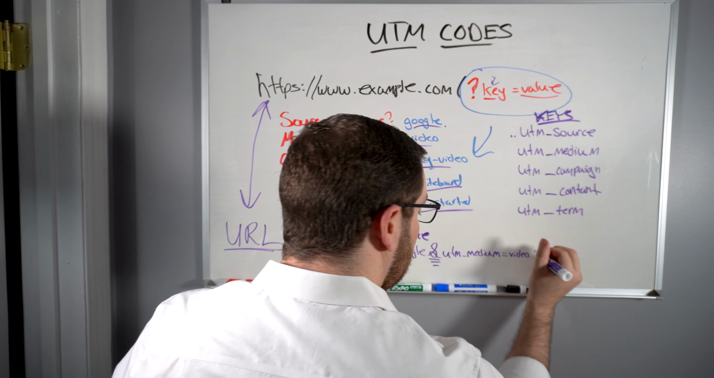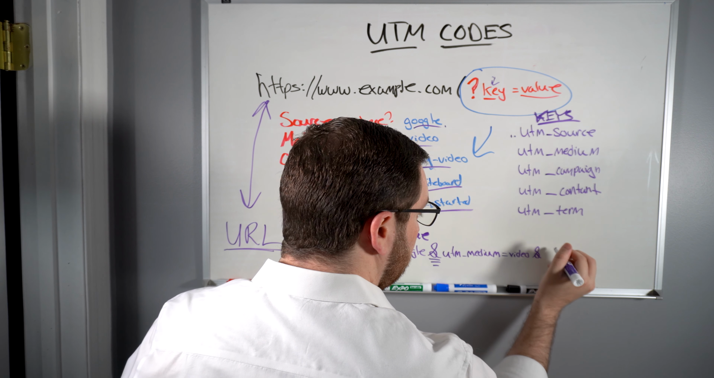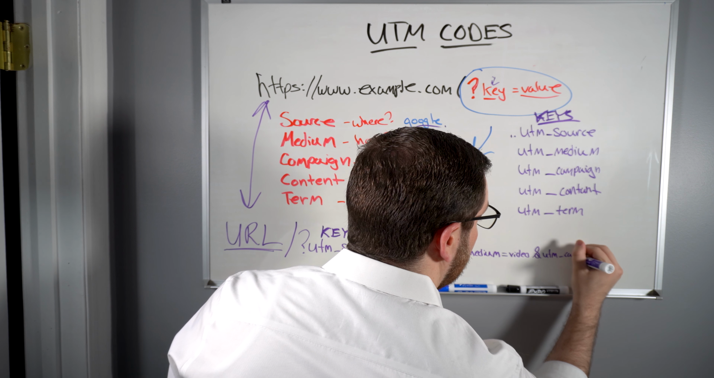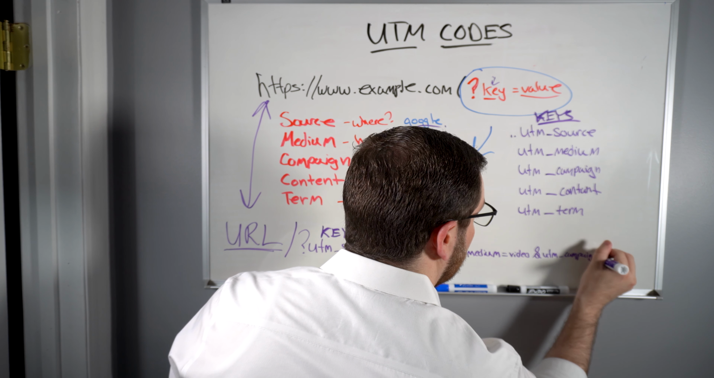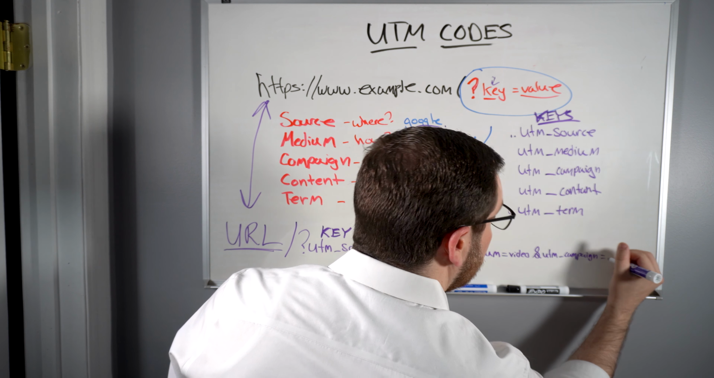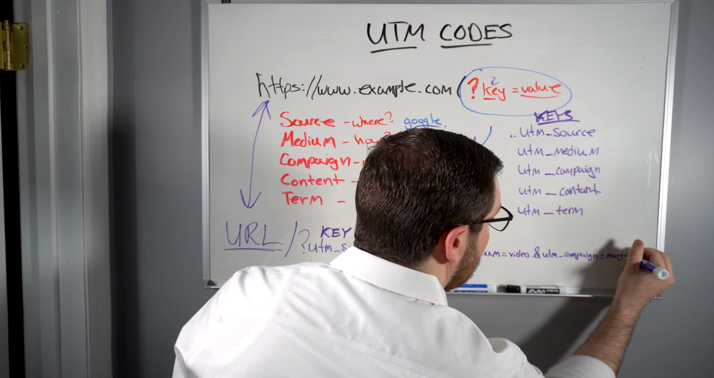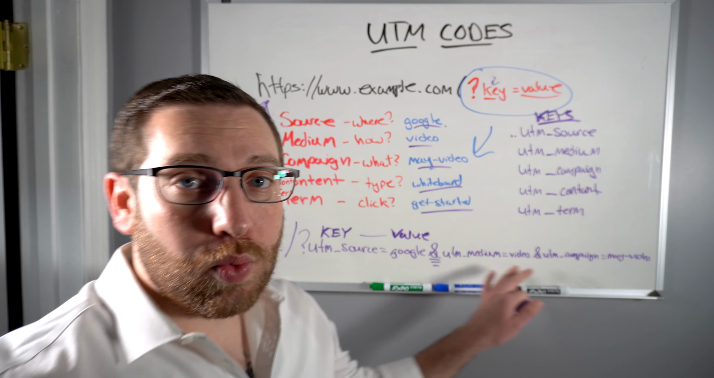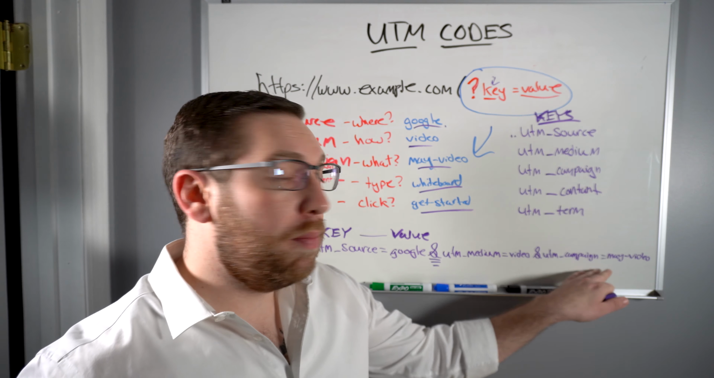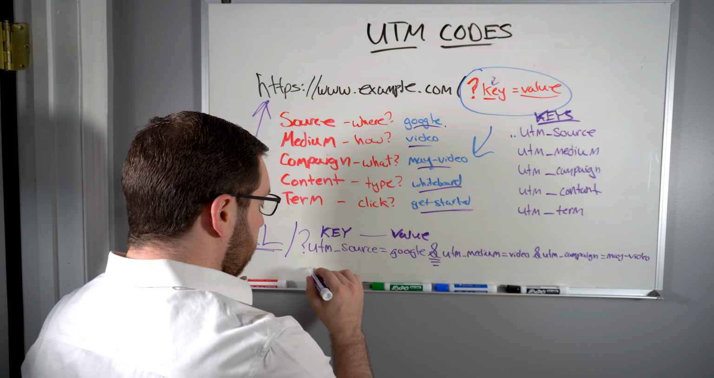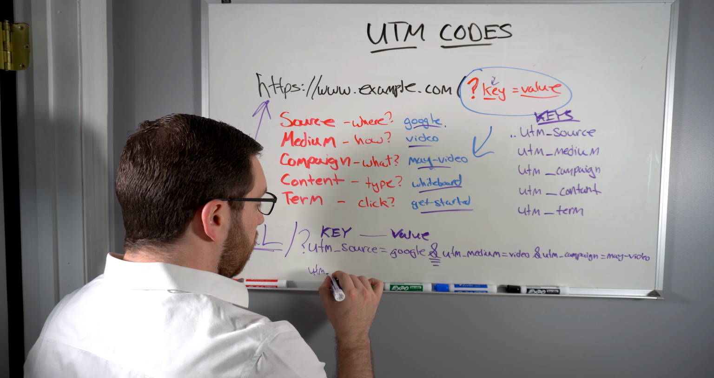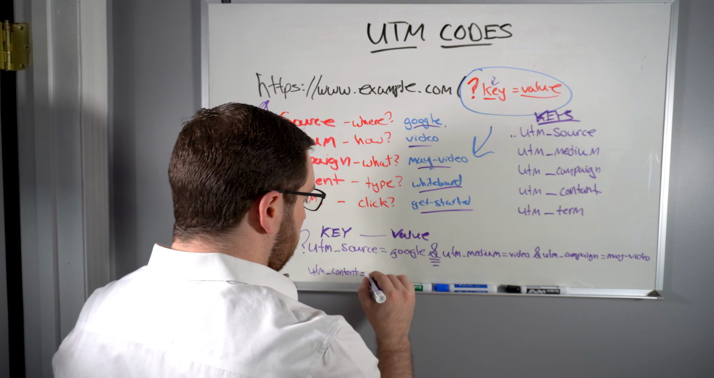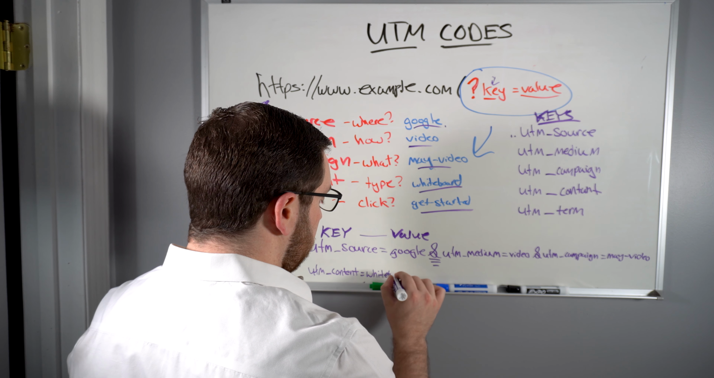Now let's do another attempt at an ampersand here. Okay, so the next one is going to be UTM underscore campaign equals, what do we do? May video. All right, so I ran out of room on this whiteboard, so I'm gonna end this query string with this, but I'm gonna write in here, okay, so we have UTM underscore content equals whiteboard. Just continuing on here.